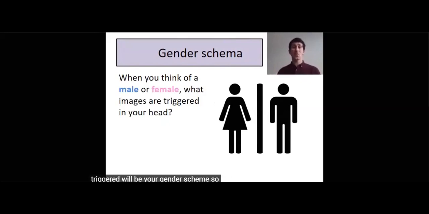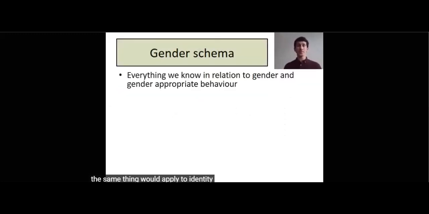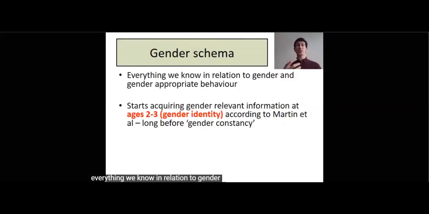So for male, you might think of muscles, aggression, beard, physical. Those sort of words will be your gender schema for male. And the same thing would apply for your gender schema for female. So gender schemas are basically everything we know in relation to gender and gender appropriate behaviours. And we start acquiring this information at the ages of 2 to 3.